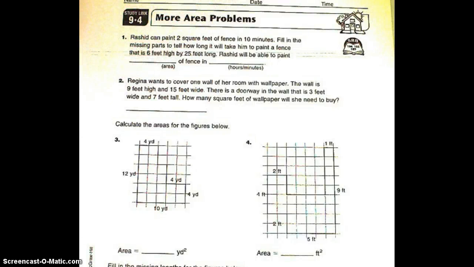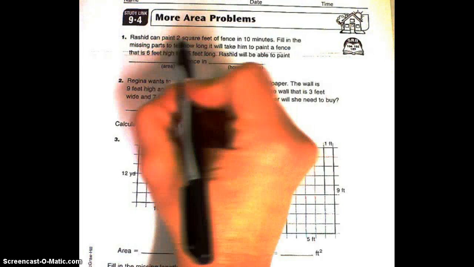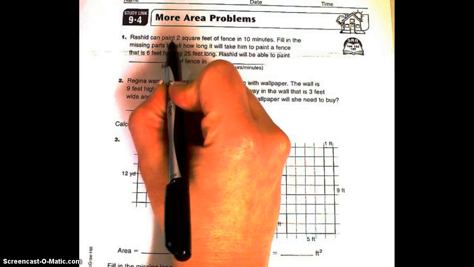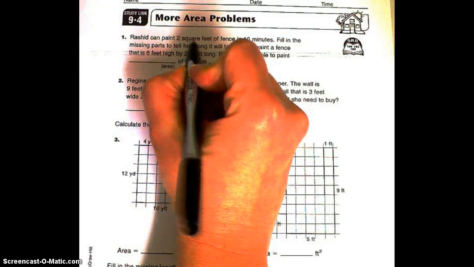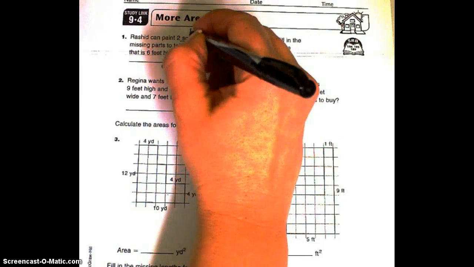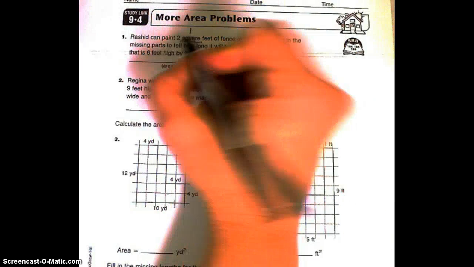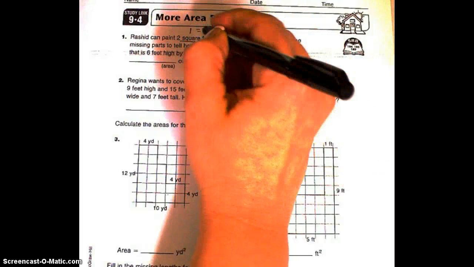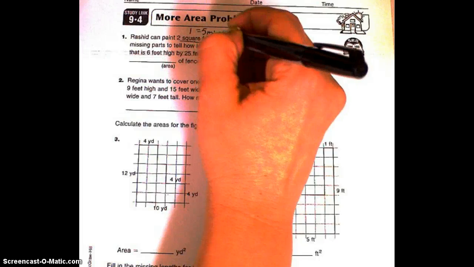Okay, fifth graders. So today, the first couple are a little bit trickier. We need to use some thinking skills here. It's saying that Rashid can paint 2 square feet in 10 minutes. So it would be likely that he could also paint 1 square foot in 5 minutes if we cut them both down. So we'll keep that rate in mind for this.